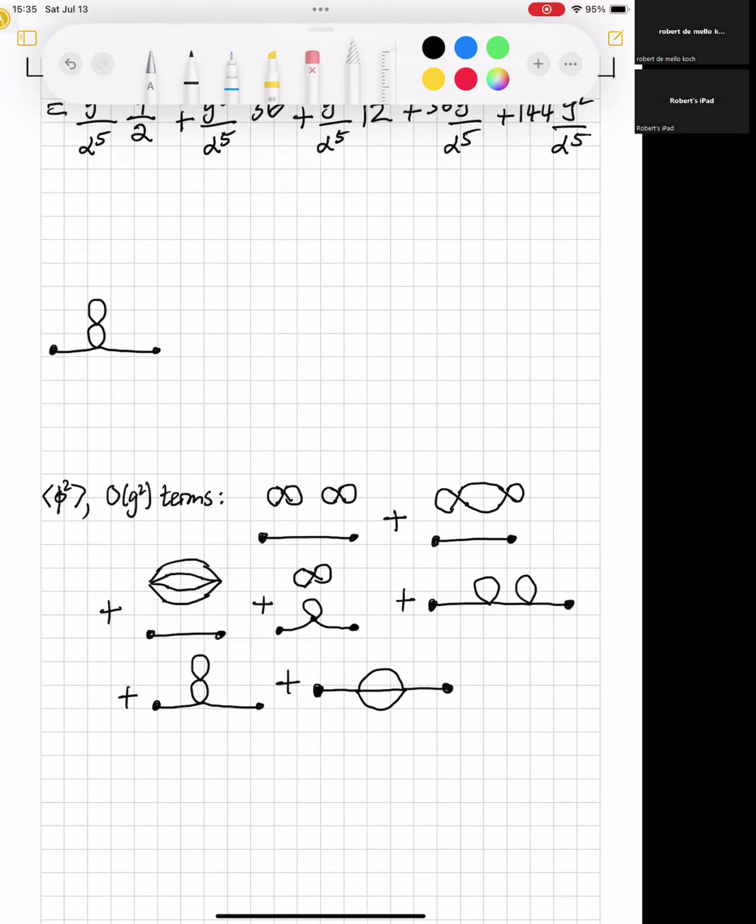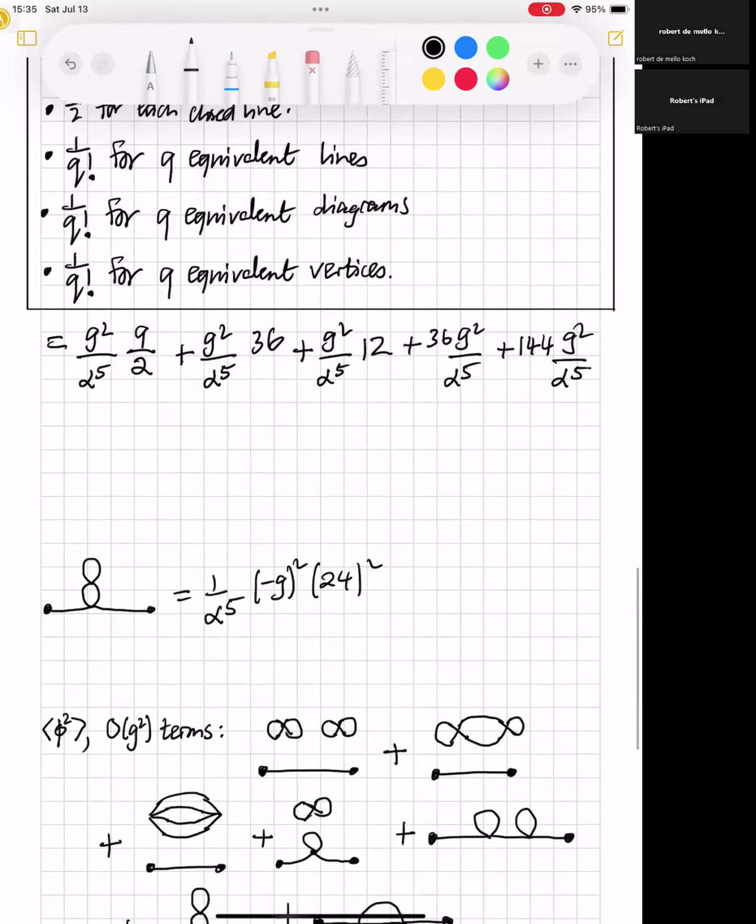Good. Okay. So let's work out the value of this Feynman diagram. Well, once again, there are 5 lines. I'm sure that you can easily see that. And there's 2 vertices, minus g squared and 24 squared. And then let's start to take a look.